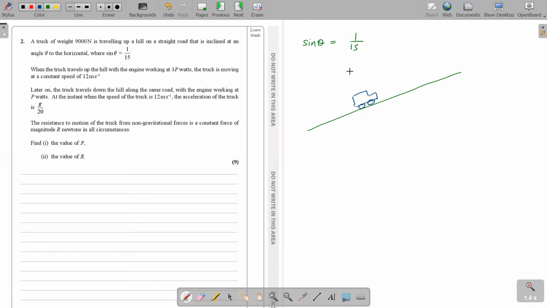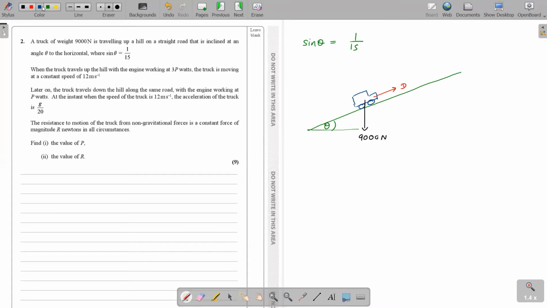Okay, and they say the weight is 9,000 newtons, so you can mark the weight, 9,000 newtons. And they say the truck travels up the hill with the engine working at 3p watts. So basically they have given you the power. For the truck to travel up the hill, the engine produces a driving force along the hill, right? That's the reason why it is moving forward. So there's a driving force.